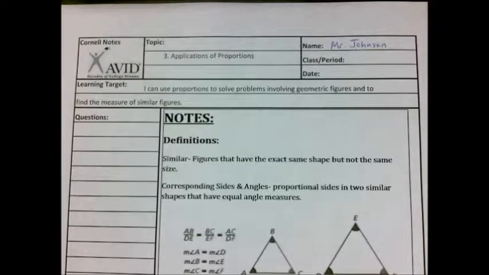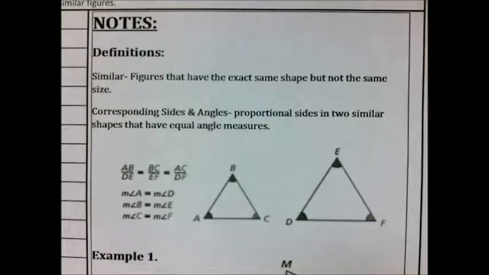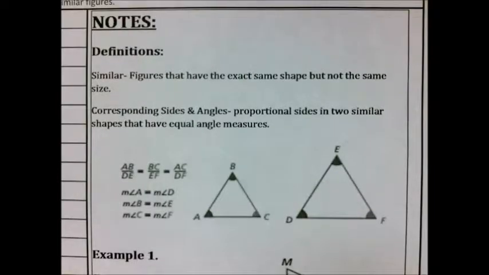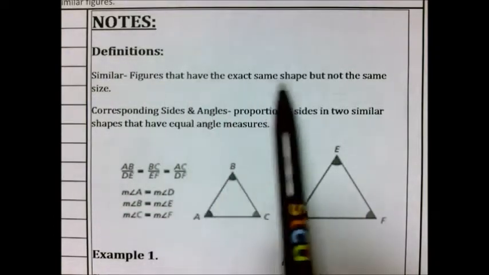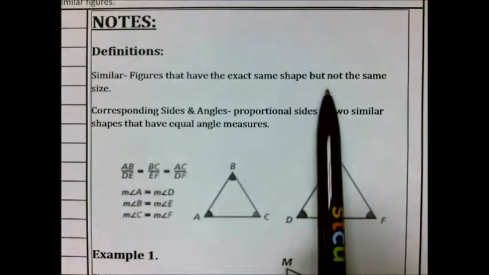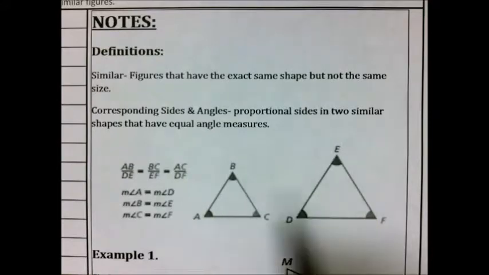Alright, definition time. So the first thing we're going to define is what similar means, and I'm talking more about a geometric term of similar. When we're talking about similar, we're talking about figures that have the exact same shape, but not the same size. Okay, so these two figures right down here, they're similar figures. They don't have the same size, but they have the same shape.